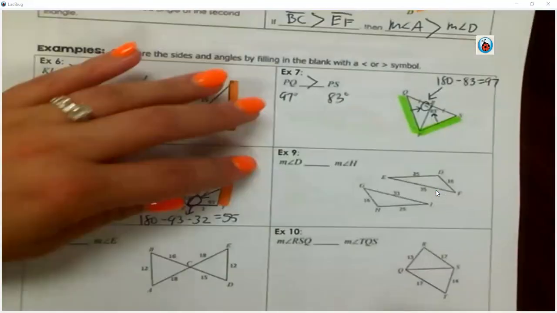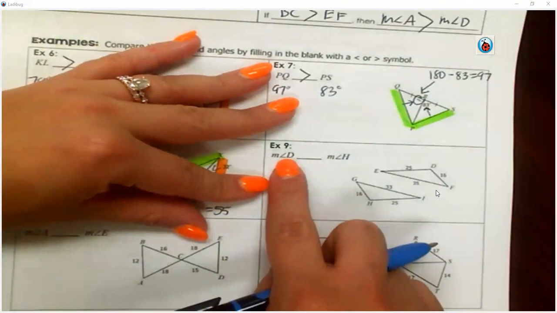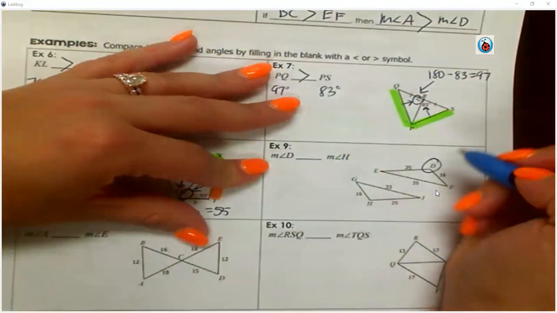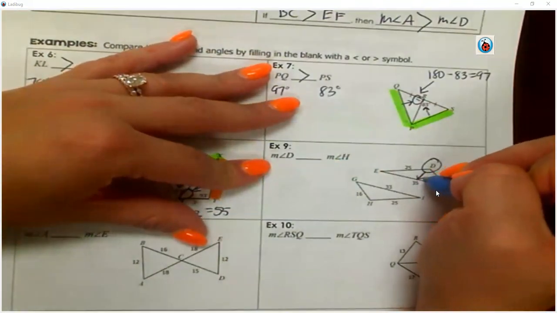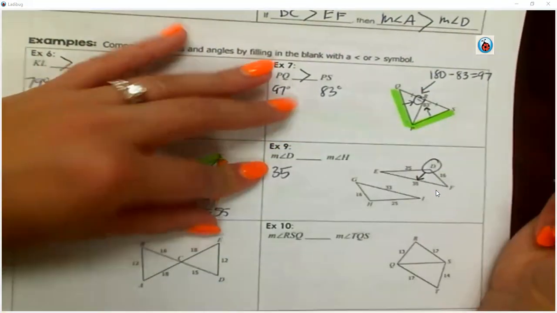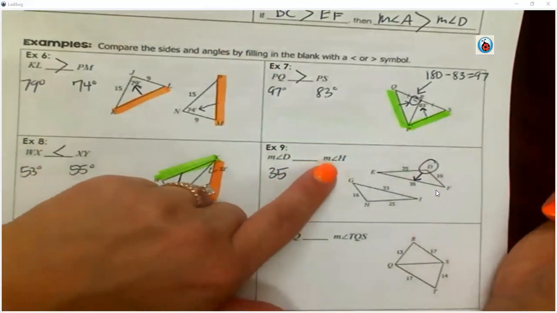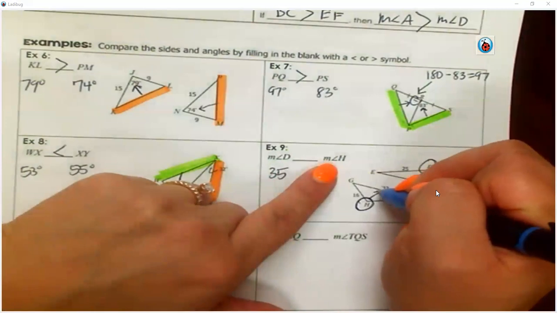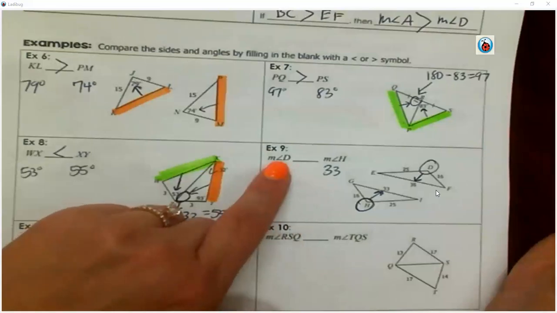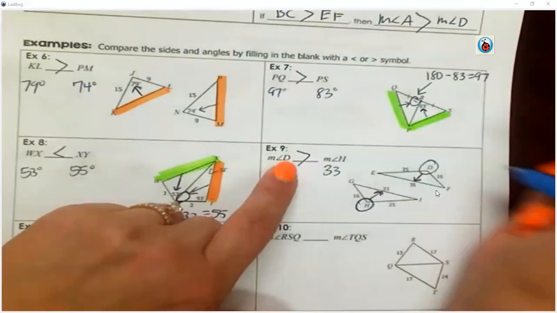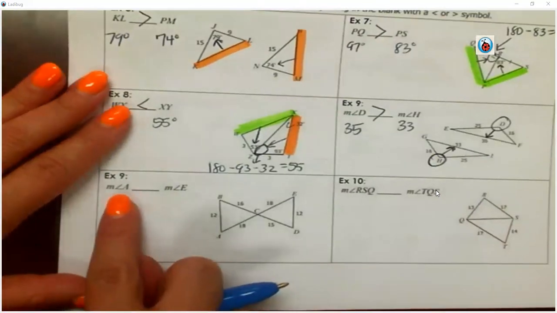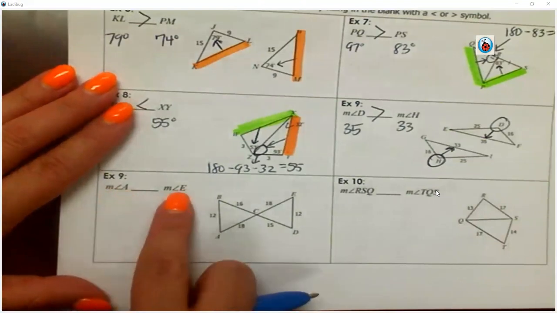So if you look at number 9, we have the measure of angle D compared to the measure of angle H. So here's angle D. In order to compare these, I'm going to look at the opposite sides. The opposite side for angle D would be 35, from E to F. And over here, for H, the opposite side would be 33. When I compare 35 to 33, that's greater. So the measure of angle D has to be greater than the measure of angle H based off of the theorem.